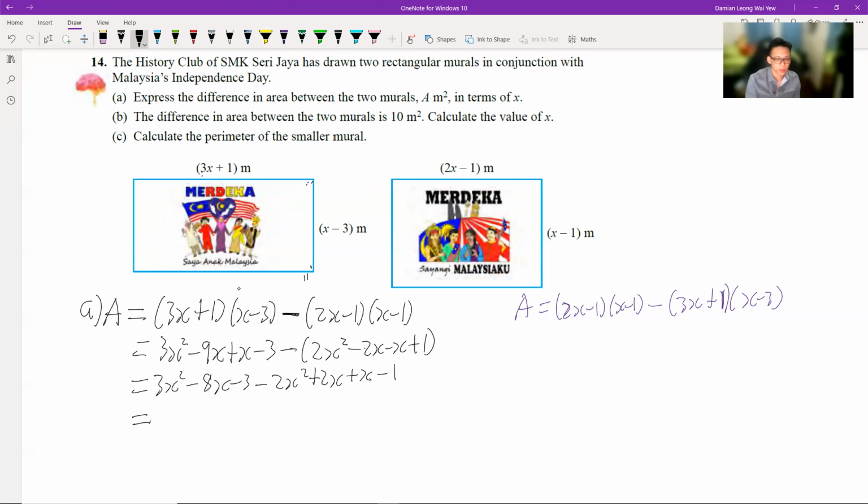So 3x squared minus 2x squared, x squared. Minus 8 plus 2, minus 6. Sorry, plus minus 6. Minus 8 plus 2 plus 1, minus 5. Minus 5x. Minus 3 minus 1, minus 4. Yeah. See the other one, what I will get is like this.